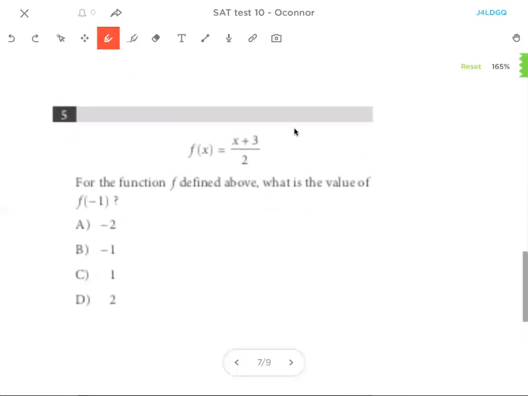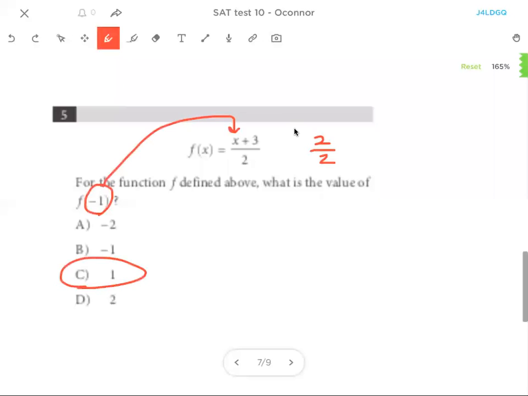Problem number 5 is all about notation. If you know what the notation means, it is an easy question. If you don't know what this means, you're guessing. What it means is -1 is our input. Plug that in for x. So -1 plus 3 is 2, over 2, and the answer is 1. That's it.